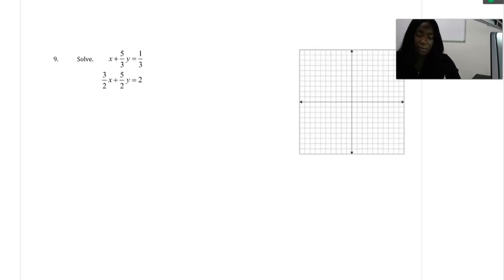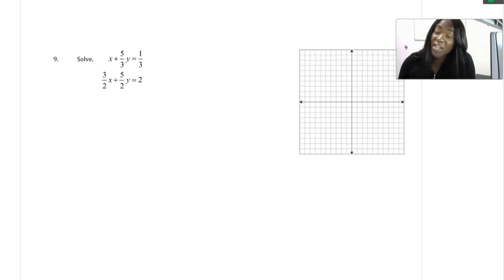Okay, so here is our last example. We want to solve this system. I'm going to attempt to solve this system by using substitution. So I think so far in every example we've done substitution, we either solved for y, I think in the first example, or it was already solved for y.